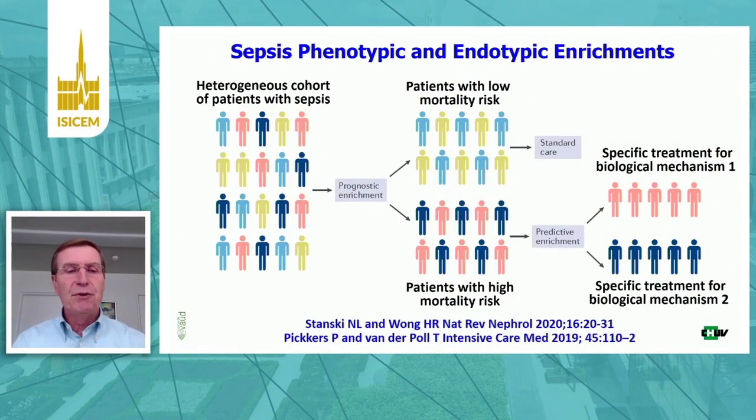Now, what can we do in the field of sepsis? This slide shows on the left part how heterogeneous sepsis patients are. We can enrich in terms of prognostic if we would like, for example, to group patients with low risk of mortality and patients at the bottom part here with high risk of mortality. But we can also enrich in terms of prediction, particularly when we are interested in a pathobiological pathway or mechanism of action, to group patients with a similar underlying mechanism.